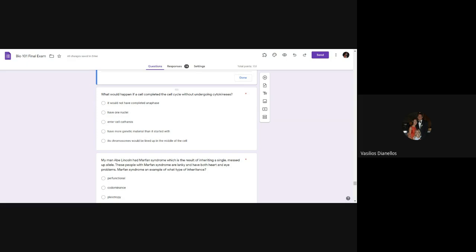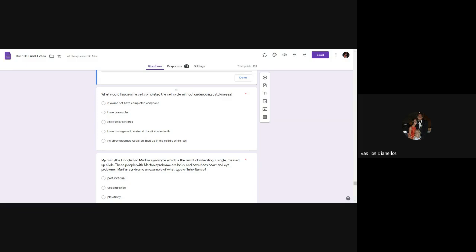So let's look at the choices. It would not have completed anaphase? No, I just said that it completed the cell cycle. It would only have one nuclei? No, because again, mitosis splits the nuclei and then you end up with two. Enters cell catharsis? No, that's some garbage that I made up. Has more genetic material than it started with? There's the answer. And then finally, its chromosomes will be lined up in the middle of the cell.